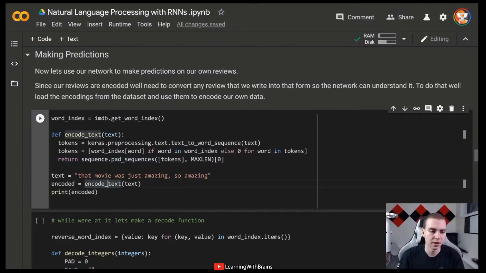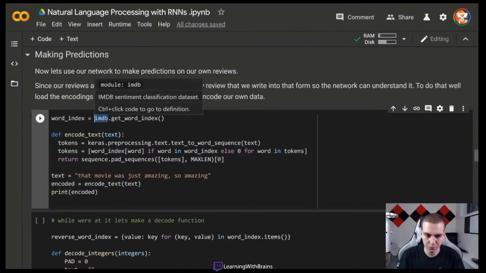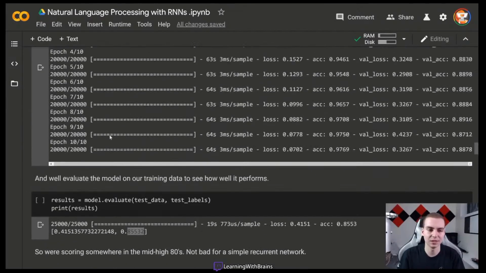So what I've done here is I've made a function that will encode any text into the proper pre-processed kind of integers, right? Just like our training data was pre-processed, that's what this function is going to do for us, is pre-process some line of text. So what I've done is actually gotten the lookup table, so essentially the mappings from IMDb, from that data set that we loaded earlier.